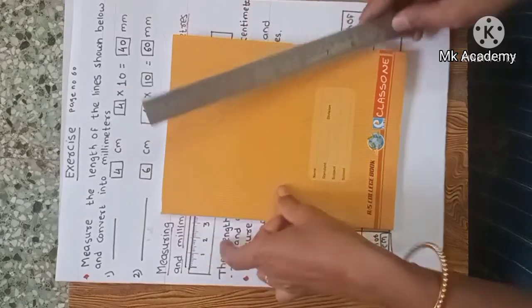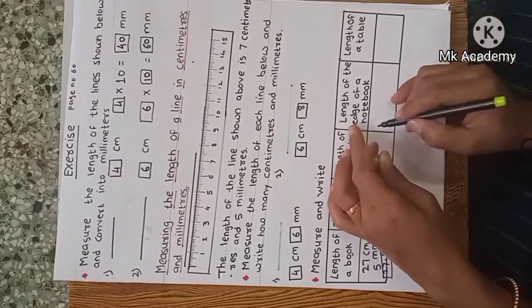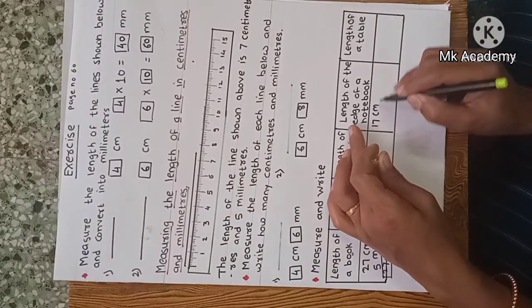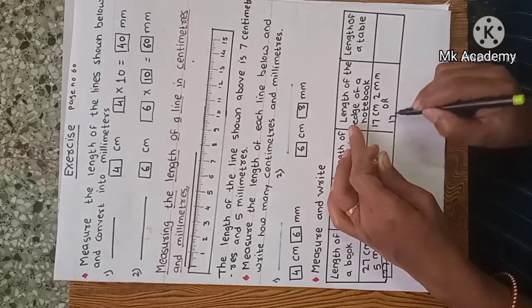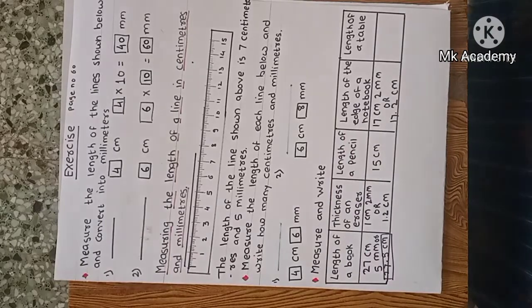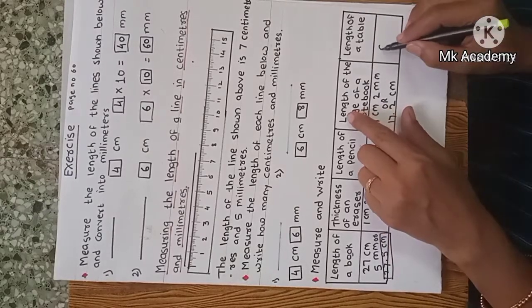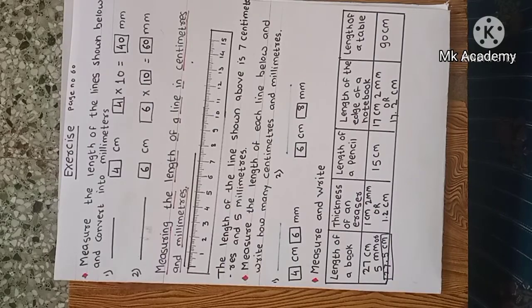17.2. 17 centimeters and 2 millimeters. Or we can write 17.2 centimeters. Okay. Now length of a table. I can measure the length of the table and the length of the table is 19 centimeters. Now see the next question.